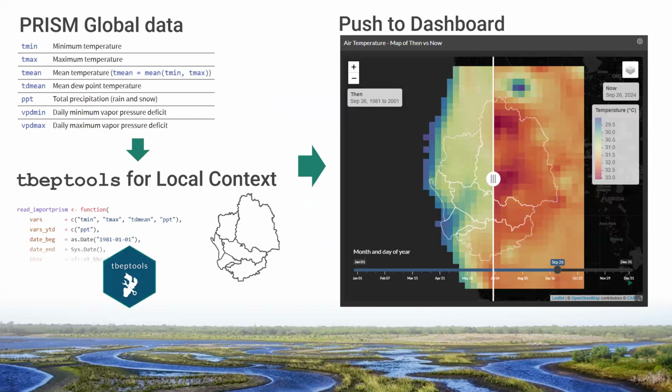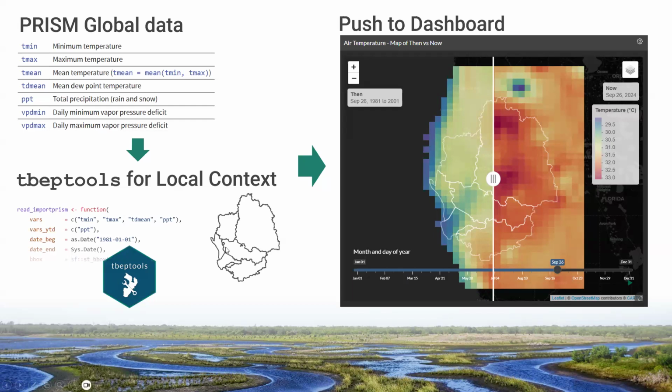Now, the distillation of this data to a local context required some custom-built software, as I mentioned earlier. One of the data sets we're using, just as an example, is the PRISM Global Dataset, which is a raster level product with global coverage that describes things like air temperature, precipitation, a couple other things. But our custom software, this TBEP Tools R package, has routines for importing these global data sets and summarizing them at a local scale so that they are portrayed in a way that is informative to our audience.